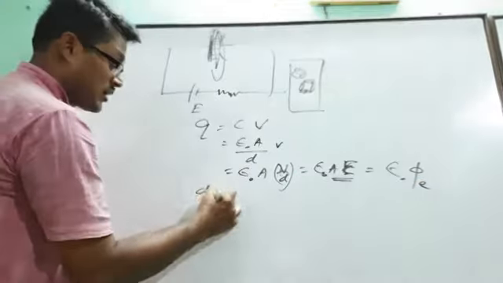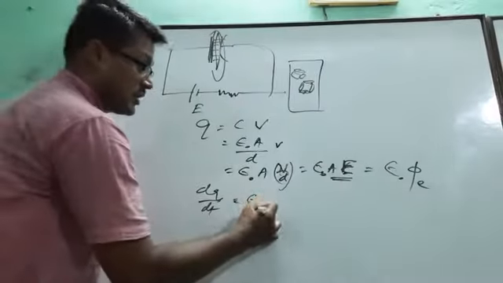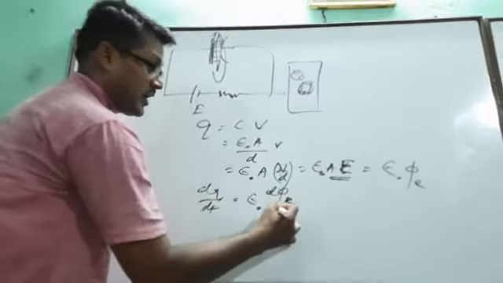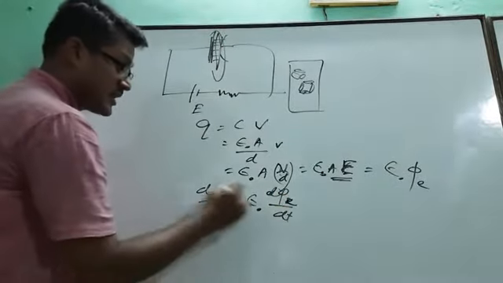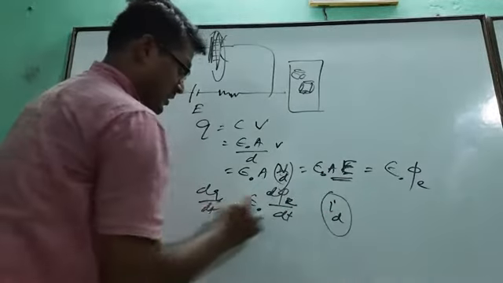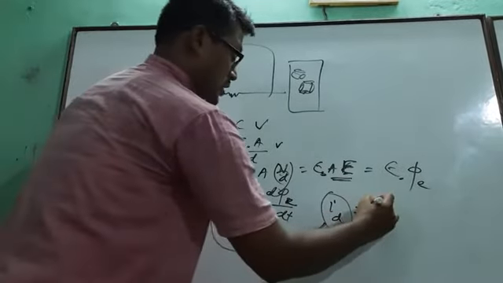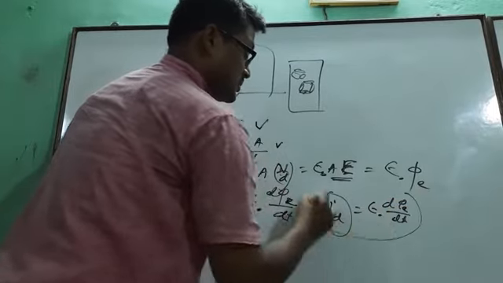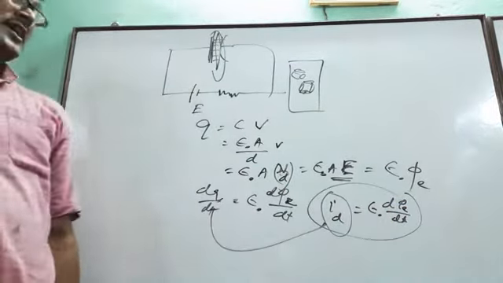Then dq/dt equal to what? dq/dt equal to epsilon naught d phi E by dt. So this is known as displacement current, equal to epsilon naught d phi E by dt. Is it? So what is displacement current?